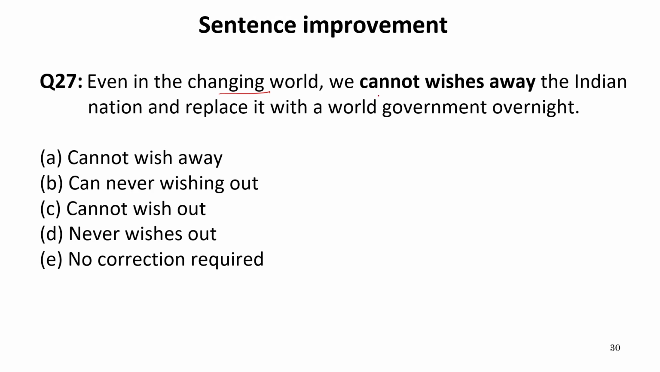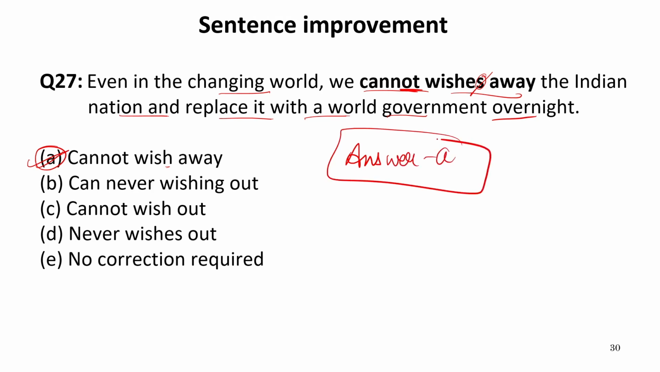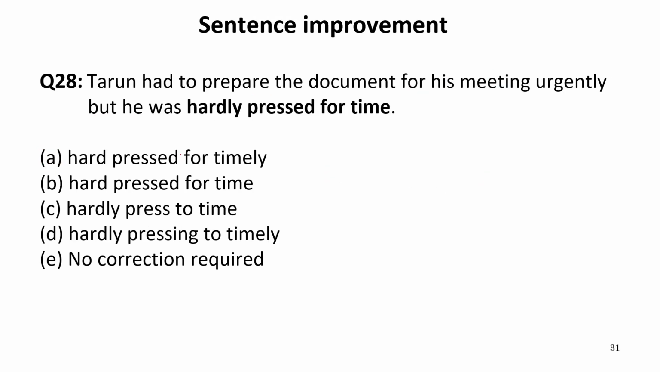Even in the changing world, we cannot wishes away the Indian nation and replace it with a world government overnight. Now, cannot is a modal. We cannot have singular form of verb after cannot. So this wishes is incorrect. It should be cannot wish away. So A is the correct answer. So our answer is A. A is absolutely correct answer. Now let us move to the next one.